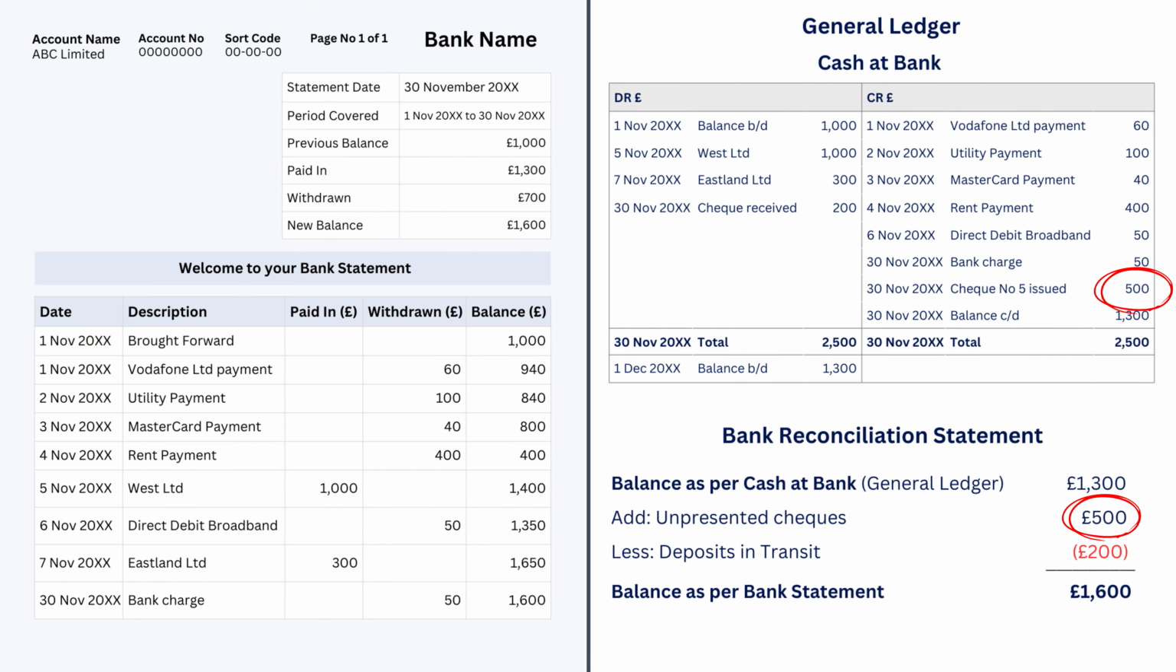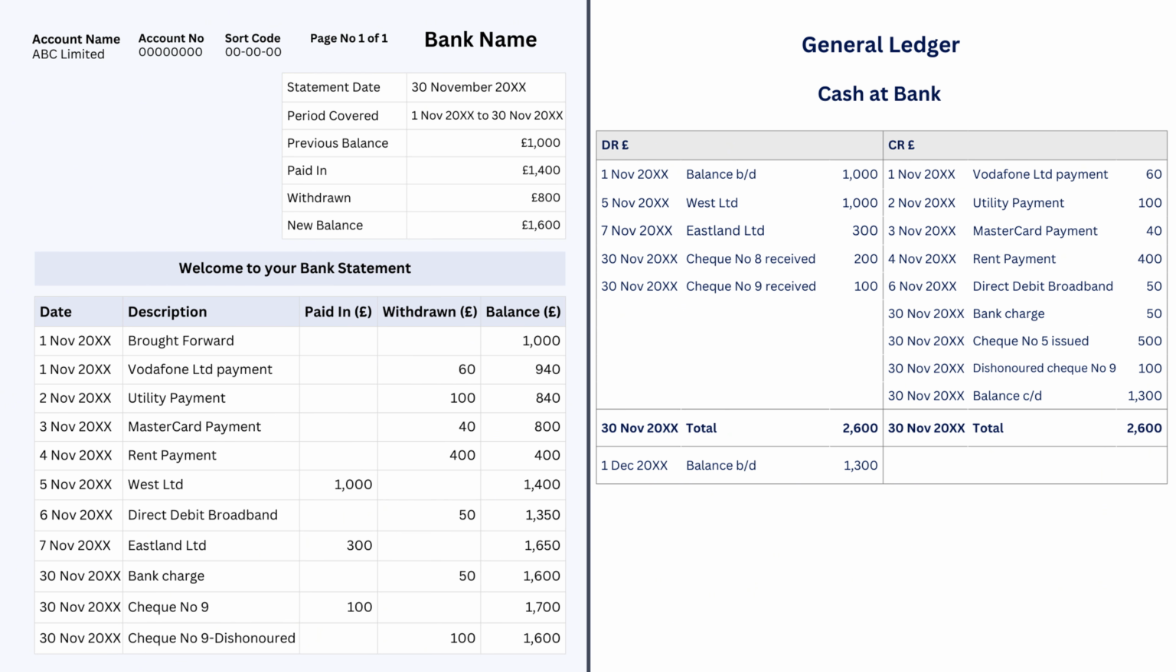Unpresented cheques are added back in the bank reconciliation statement, and deposits in transit are deducted. After these adjustments, the balance should agree to the bank statement closing balance. Once the bank processes these items, they will automatically appear on the next bank statement and the difference will disappear.